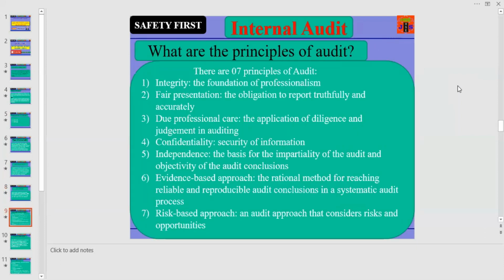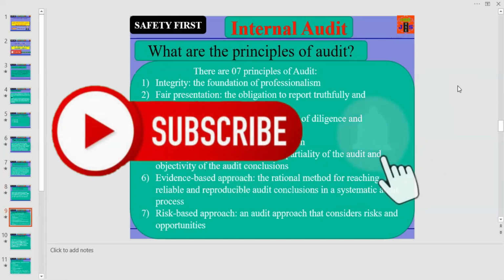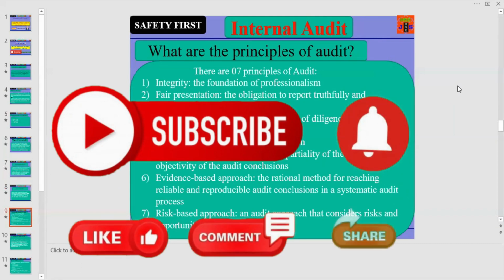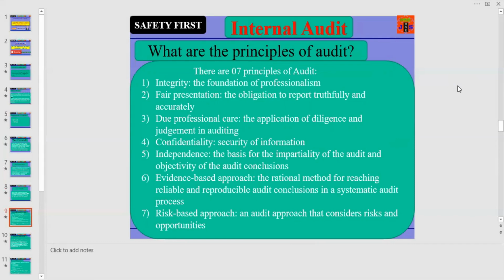Dear friends and fellows, you are watching Safety First, and today we are going to discuss what is an audit, what are the different types of audit, what are the principles of audit, what are the stages of audit, what is the criteria of audit, and what is auditing process and the stages of audit.